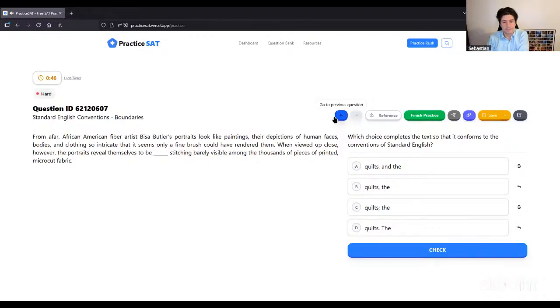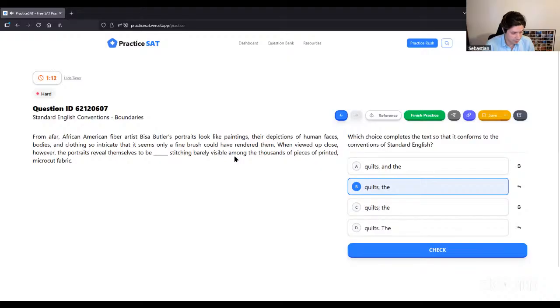When viewed up close, however, the portraits reveal themselves to be quilts, the stitching barely visible among the thousands of pieces of printed microcut fabric. That is not a full independent clause, so we can't do a period or a semicolon or a comma FANBOYS. It would just be a comma with just the word "the," because that sets it up as a subordinate clause to the first part.